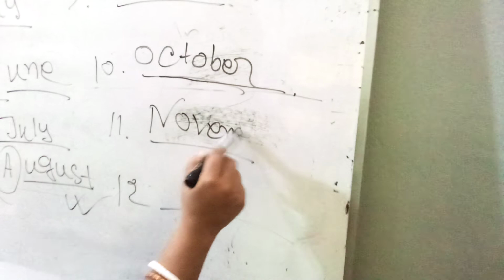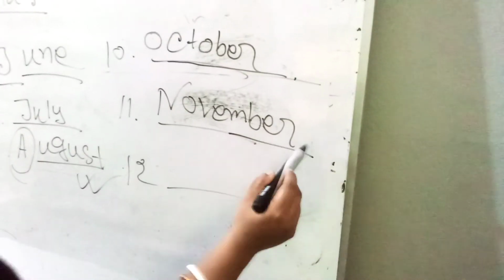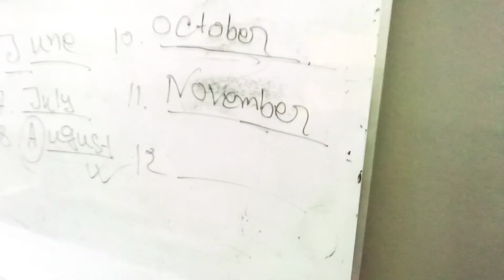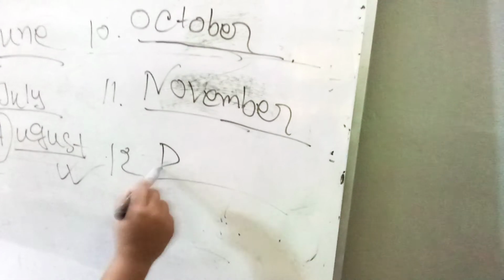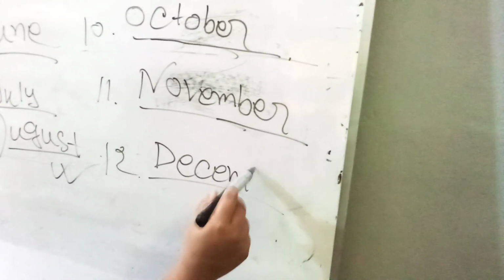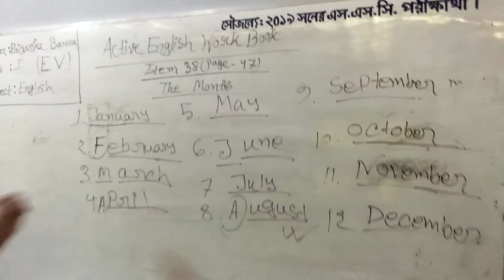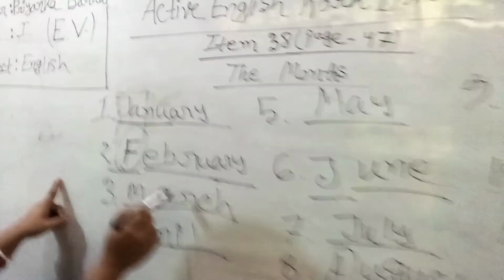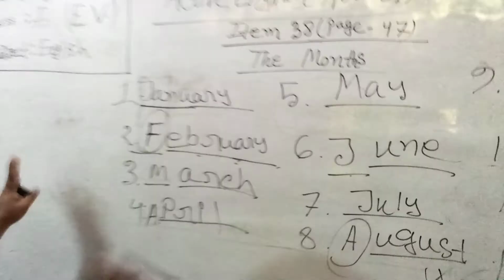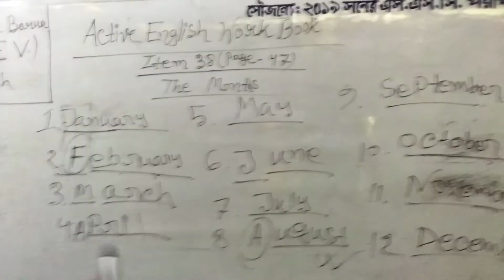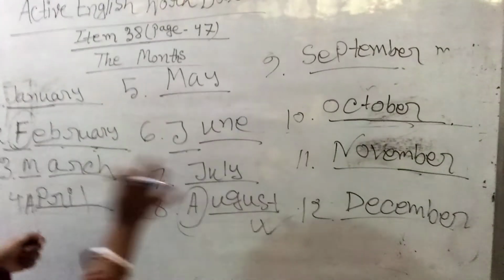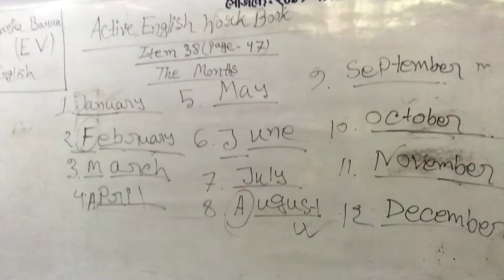Then after October, it is November. And the last month of a year, what is it? It is December. So in this way, in your book, you can see some blanks, and you have to put the names of the months. If you are given the clue, you have to put only the rest of the letters. But if you are not given any clue, then you have to put the whole name on your own.